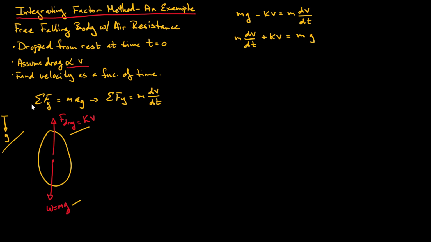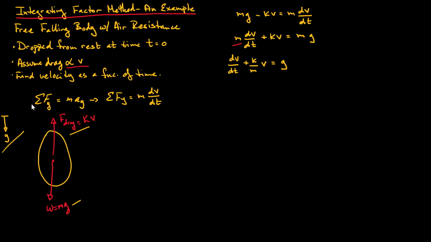Now this is not quite in standard form, because as you recall, standard form requires that whatever is multiplying the highest order derivative, here the first order derivative, must be 1. So what we're going to do is divide this whole equation by m. Doing so leads to dv by dt plus k over m multiplied by v equal to g. So this is the ODE that we're looking to solve.